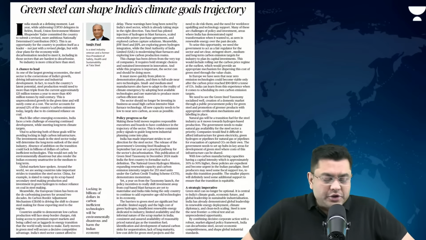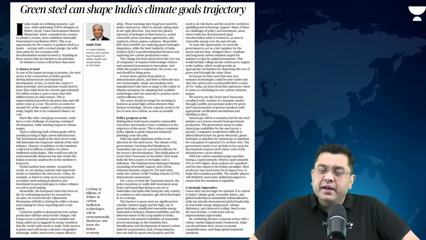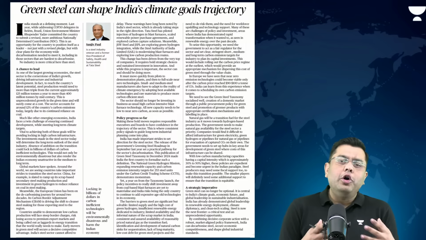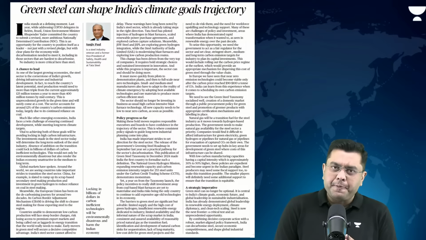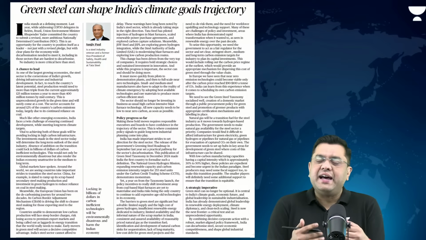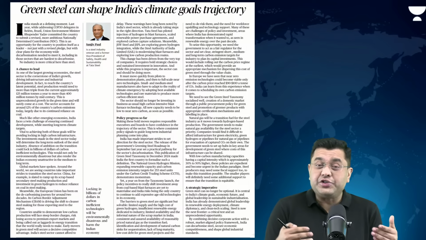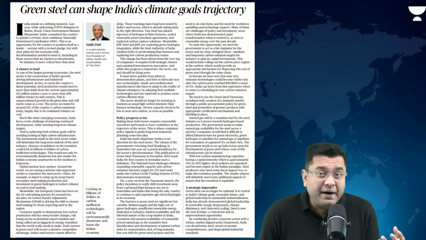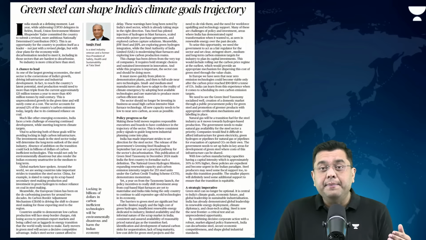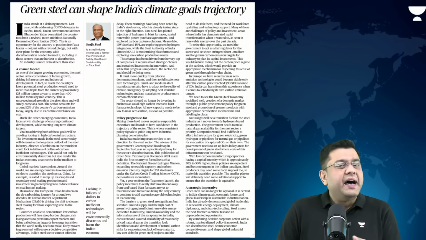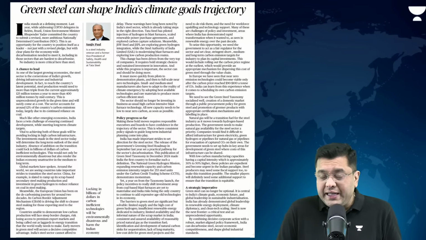Now, having said that, we come to the first topic of the day: green steel can shape India's climate goals trajectory. Now, when we talk about the steel sector, it is always considered to be one of the backbones for overall infrastructure in any particular region. Historically, we have seen that whichever country has developed has been on the back of the growth of the iron and steel sector. In fact, the Industrial Revolution and the rise of the European powers has also been on steel. Then in the modern day and age, you can take the example of US, Japan, China. All of them have done extraordinarily well when it comes to steel.